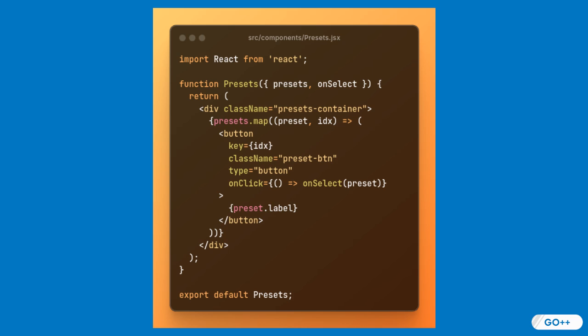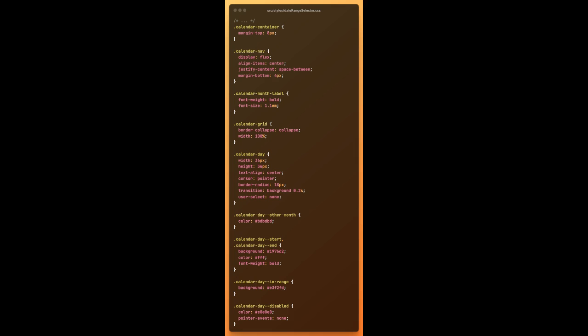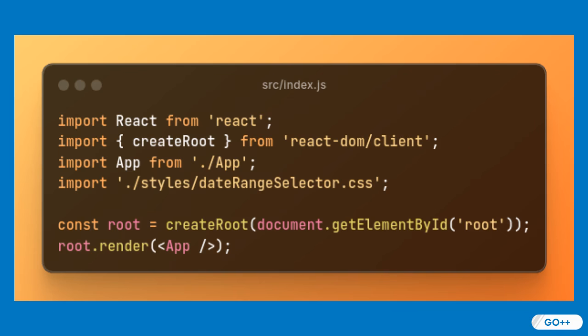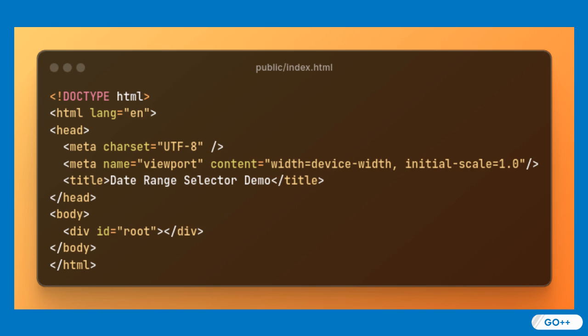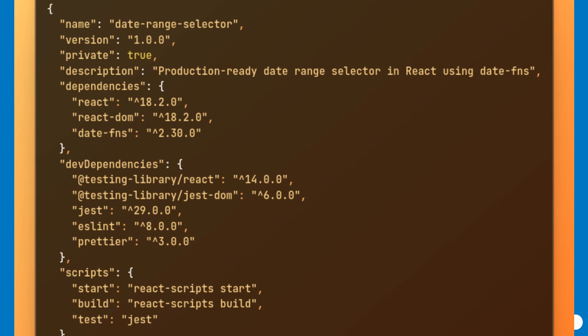This file provides the presets component, which renders buttons for quick preset range selections such as today, last 7 days, and this month. This CSS file styles the Date Range Selector, including its calendar, inputs, and preset buttons, delivering both usability and a clean, accessible UI. The index.js file bootstraps the React app and applies the Date Range Selector styling. This HTML file provides the single root element for the React application. This configuration file declares all required dependencies for the production-ready Date Range Selector, including React, date-fns, and development tooling.